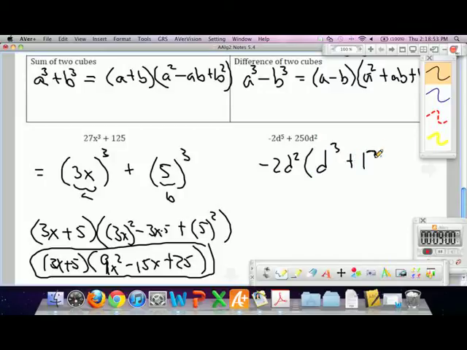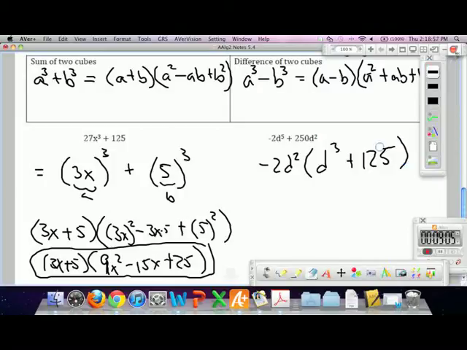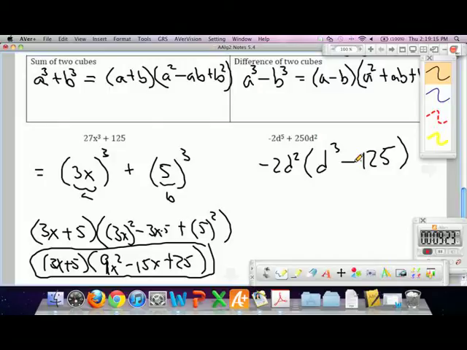Oh, and I made an error. So I divide out -2 from each of these, that makes d to the third positive, and 125 divided by -2 is -125. Perfect cube, subtracted. So I get -2d squared.